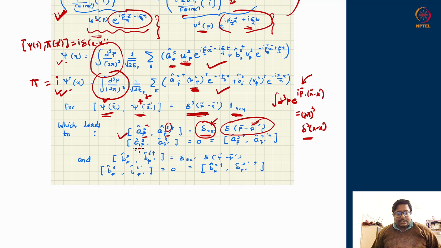Similarly, different a's should also commute, depending on whether or not p and p prime are the same, and s and s prime are the same. Two different a's are supposed to always commute. Two different a daggers are always supposed to commute. And the same story goes for the second set of oscillators, b. So the b's are oscillators with, let us say, negative frequency, but anyway, that is all right.